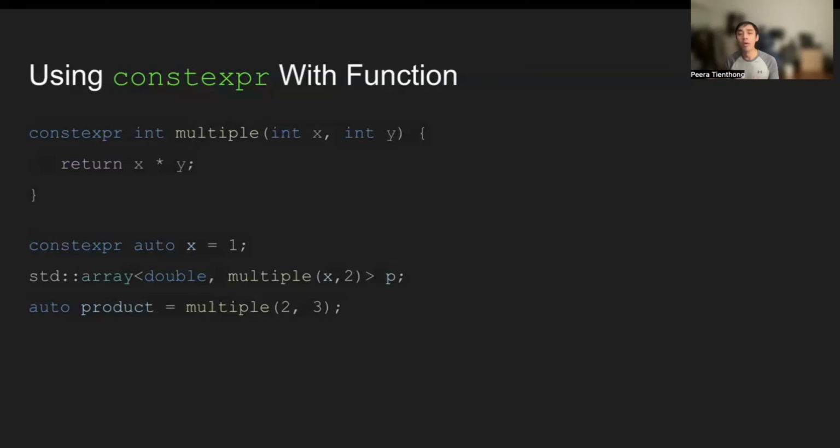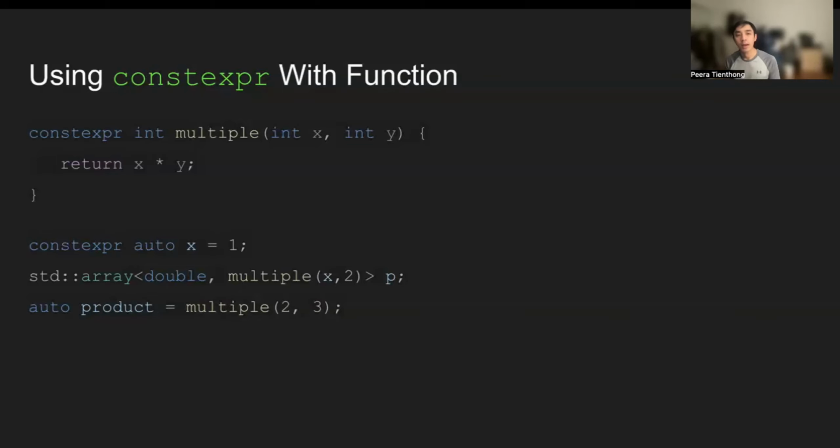If both x and y are constexpr, this function will return a constexpr. You see, this calculation multiple is a multiplication of x and y. The calculation will return the value which is known at compile time. Let's move to the next one.